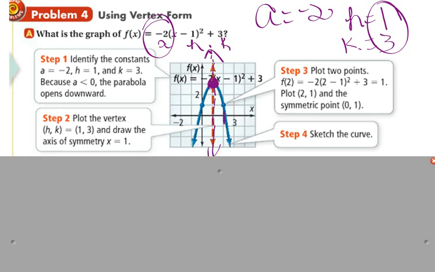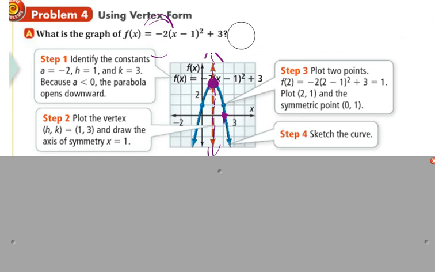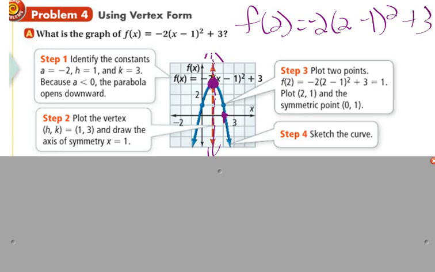So I'm going to pick 1 to the right of my vertex. So that is at x equals 2. So I'm going to plug in a 2 for x. So what is my f of 2? It's going to be negative 2 times 2 minus 1 squared plus 3. 2 minus 1 is 1. 1 squared is 1. Negative 2 times 1 is negative 2. And negative 2 plus 3 is 1. So if I input a 2, I have an output of 1. So over 2, up 1, and there it is.